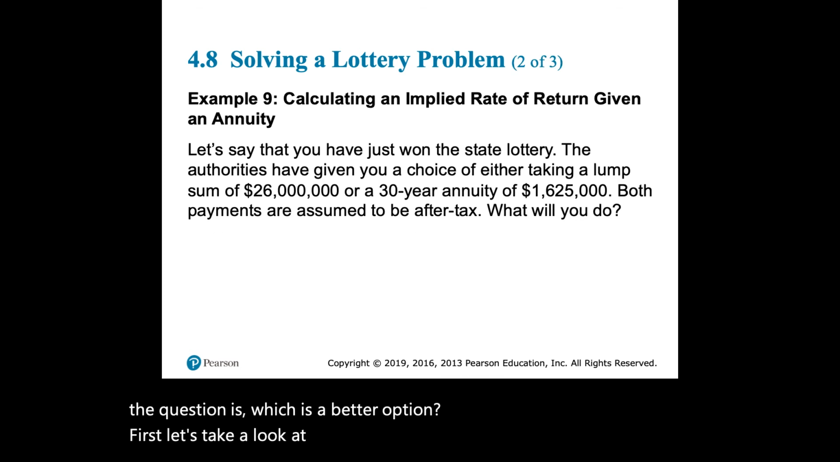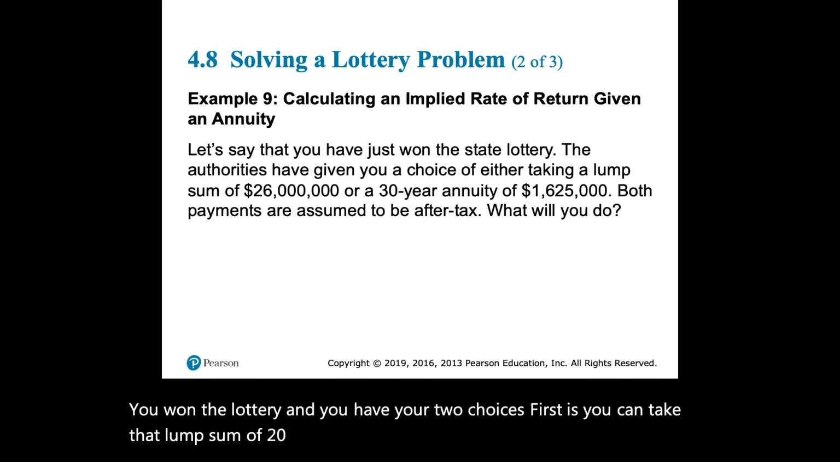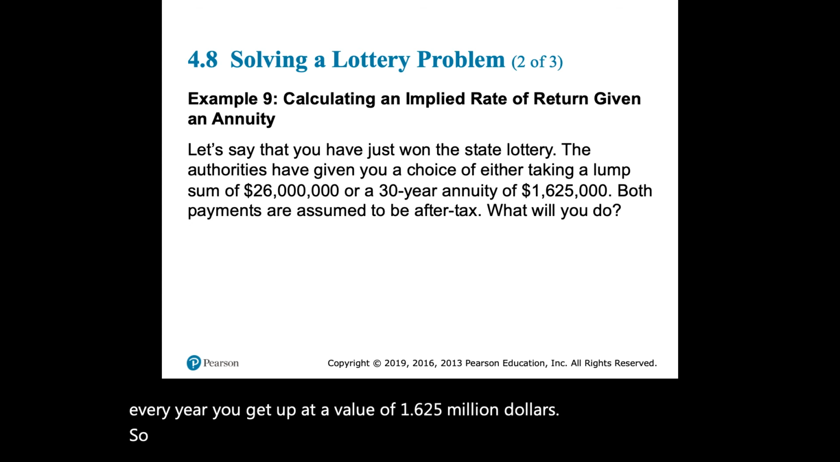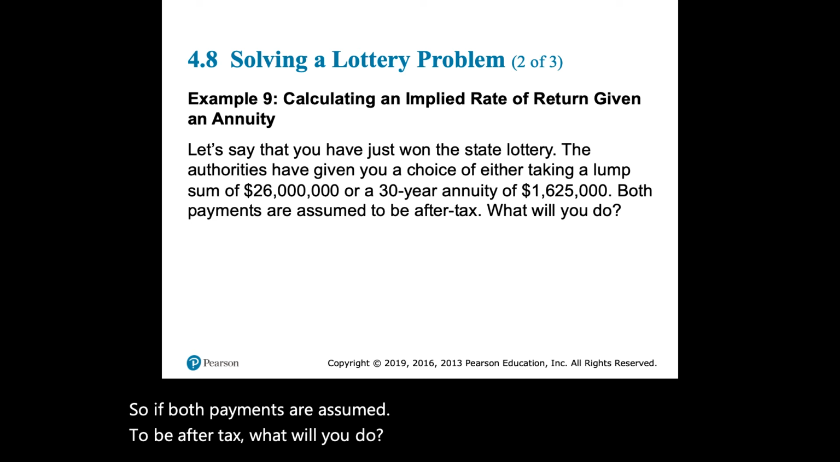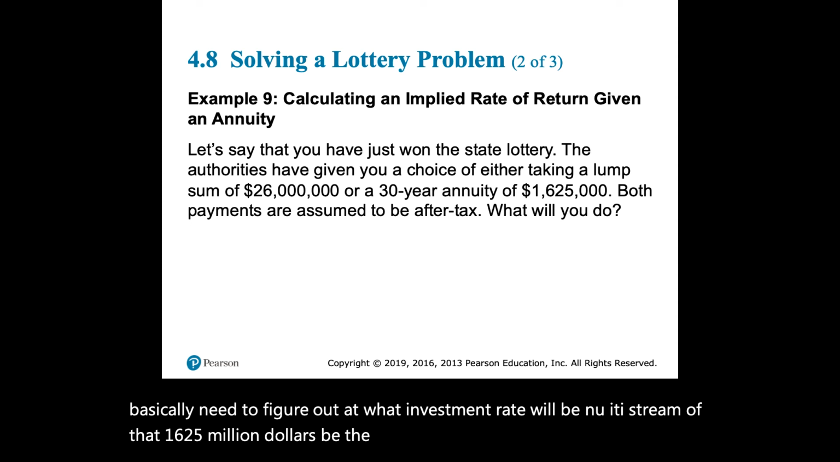Now, you won the lottery and you have your two choices. First is you can take that lump sum of $26 million, or you can receive a 30-year annuity. So every year you're going to get a value of $1.625 million. So if both payments are assumed to be after tax, what will you do? Okay. Now, in this case, there isn't a rate because we have to figure that out. We basically need to figure out at what investment rate the annuity stream of that $1.625 million will be the same as a lump sum payment of the $26 million.